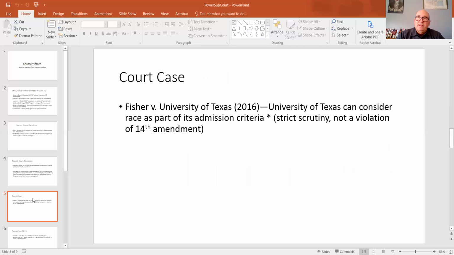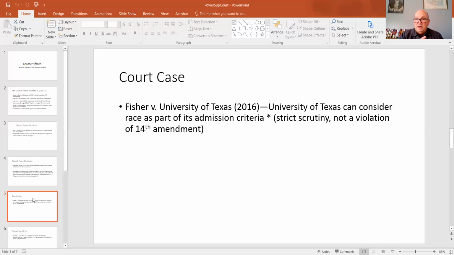We talked about this case. This is going back again to Chapter 5. So we're looking at what's referred to as the Fisher case, Fisher versus University of Texas. And in this case, the university can consider race as part of its admission criteria. So we know that this has been a controversial area. And if you recall, we talked about strict scrutiny, meaning that the burden of determining that race can be considered a reason for admission, a reason for dismissal, any type of factor involving race becomes part of the strict scrutiny rule, and that generally is not allowed. But in this case, it was not a violation of the 14th Amendment.